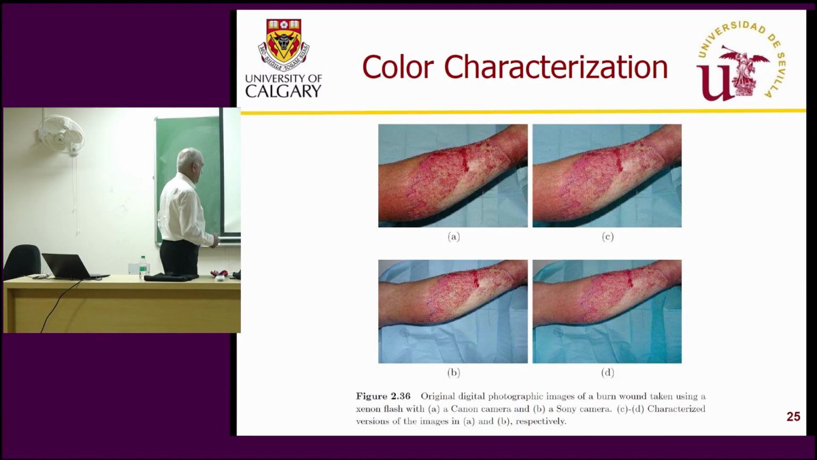So here, this was taken with a xenon flash using Canon camera, B's Sony camera. Now, there is a difference in the magnification, but the colors are slightly different. There is a bit of a magenta here, which is not there. After calibration, what is called characterization, these are the images where they are almost the same in color except for the scale. The color difference here has been reduced. So you could say this is the correct color.